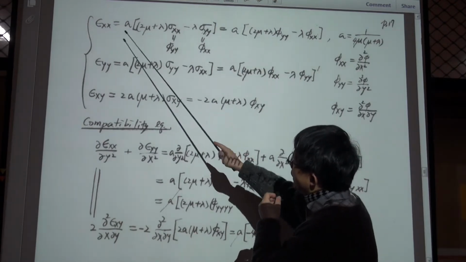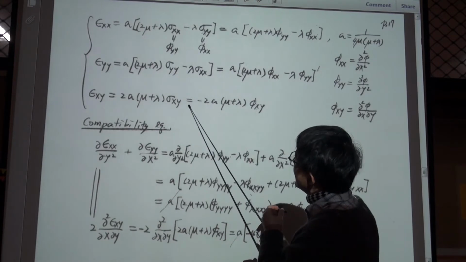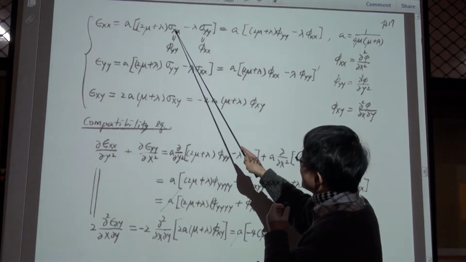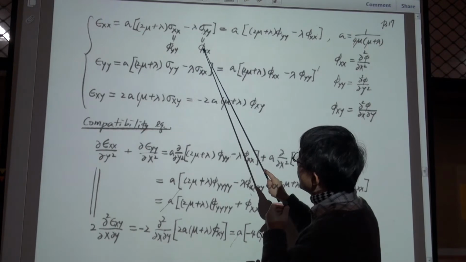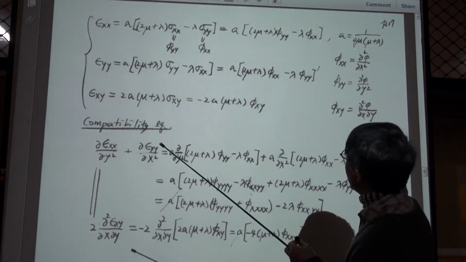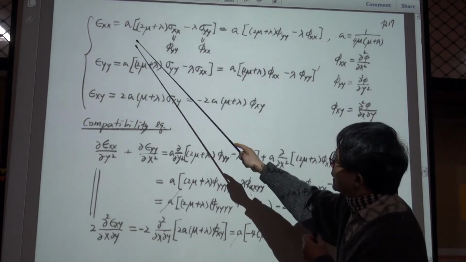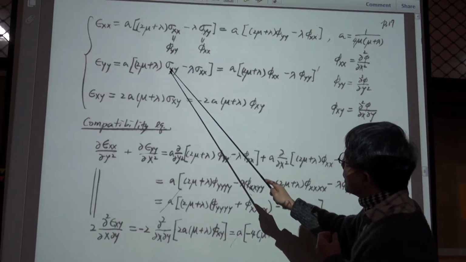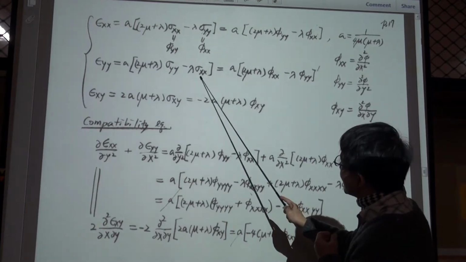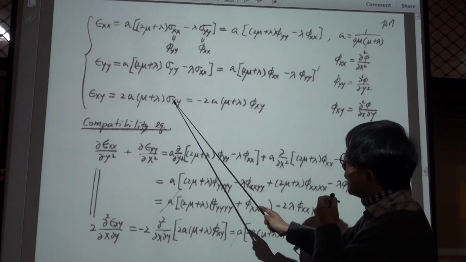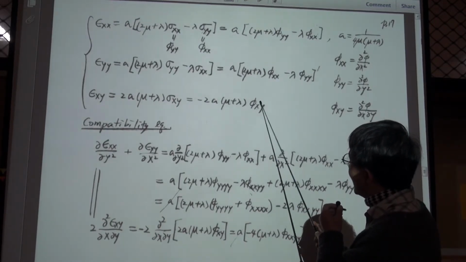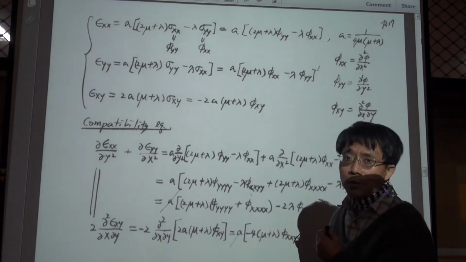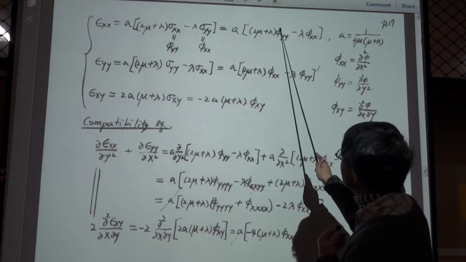We are expressing the strain components by the stress components, right? Now the stress components can be expressed in terms of the Airy stress function: sigma xx equals phi yy, sigma yy equals phi xx. Okay, so in this way, the strain components can be expressed in terms of the Airy stress function. This one also: sigma yy equals phi xx, sigma xx equals phi yy. Okay, and sigma xy equals minus phi xy. So this expression tells us that the strain components can also be expressed in terms of the stress function.